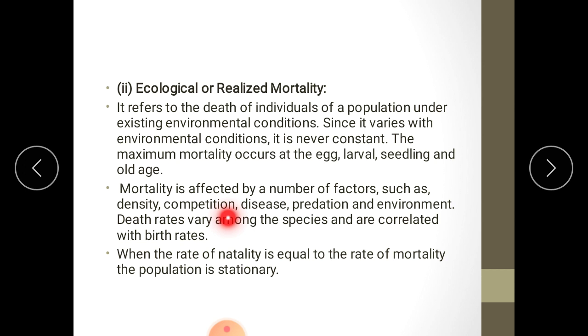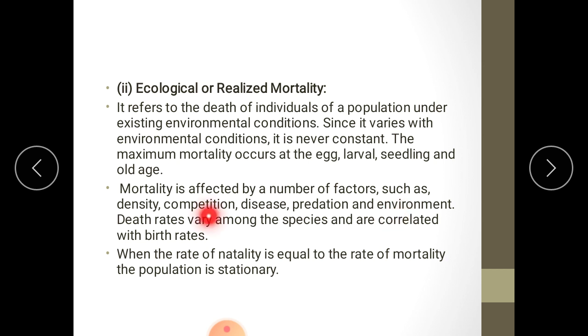So competition occurs among the individuals of a population for their food, for their shelter, for their existence. They compete among themselves, and which one is surviving? The one which has more strength. The stronger can survive, the weaker may have to perish. So competition among the individuals may happen. Disease, predation, and environment, all these factors are important for mortality.